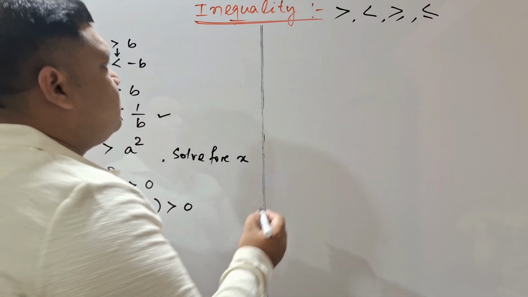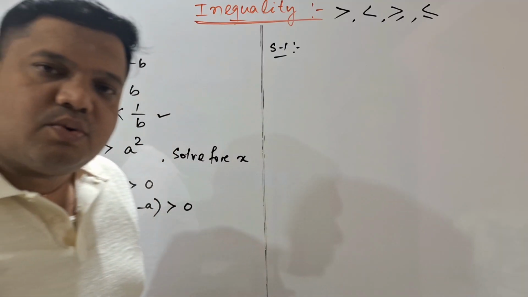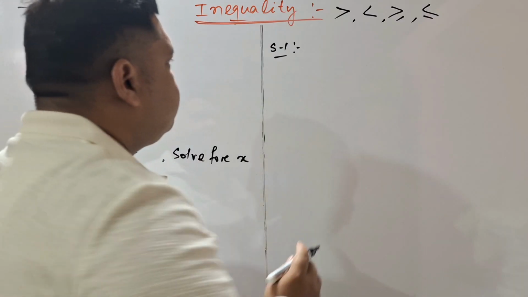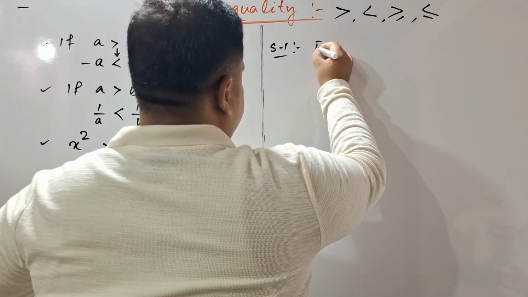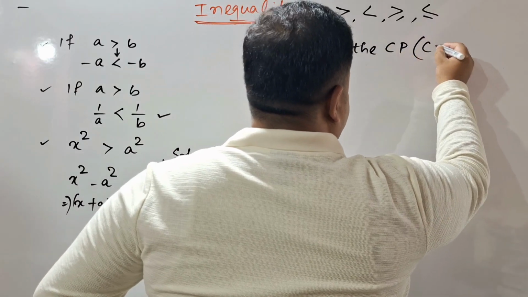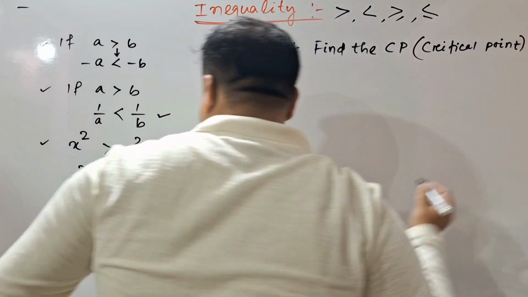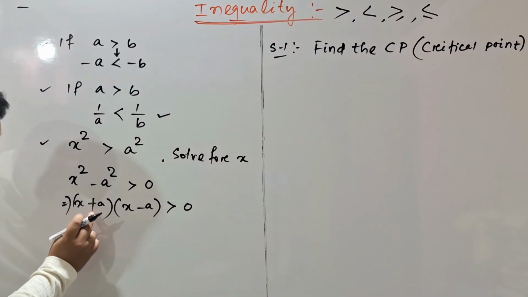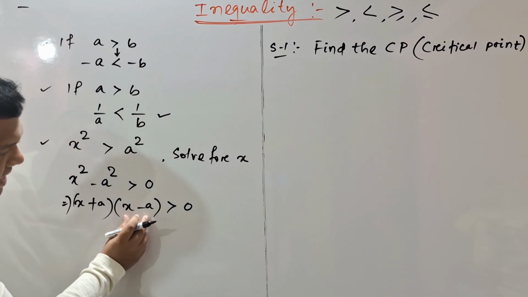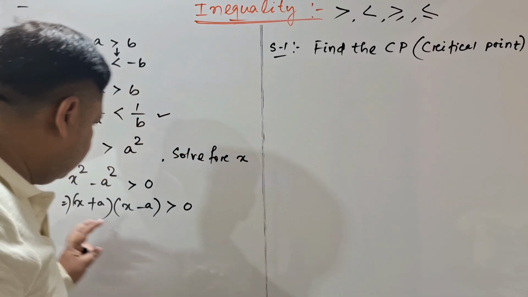So when you handle inequality, you write a few steps. One by one we will discuss. We will solve the question and I will discuss the theory, meaning the concept and how you handle the thought process. So first you find the critical point, CP. CP stands for critical point. Now how to find the critical point? Look here, if x plus a equal to 0, then x equals minus a, so the critical point is minus a. And x minus a equal to 0 gives x equal to a. Two critical points are there.